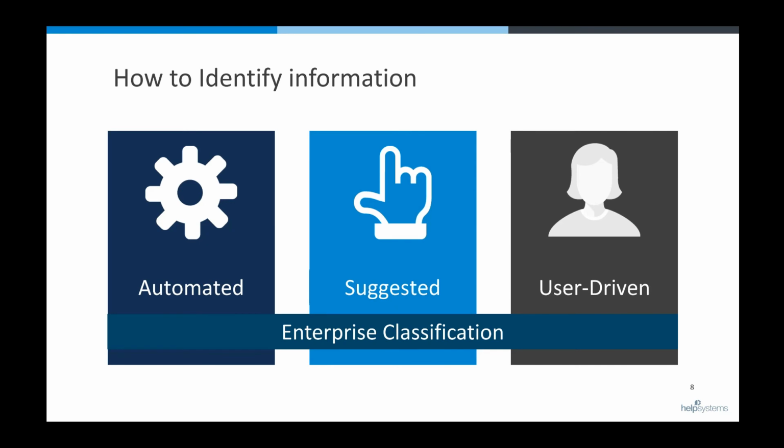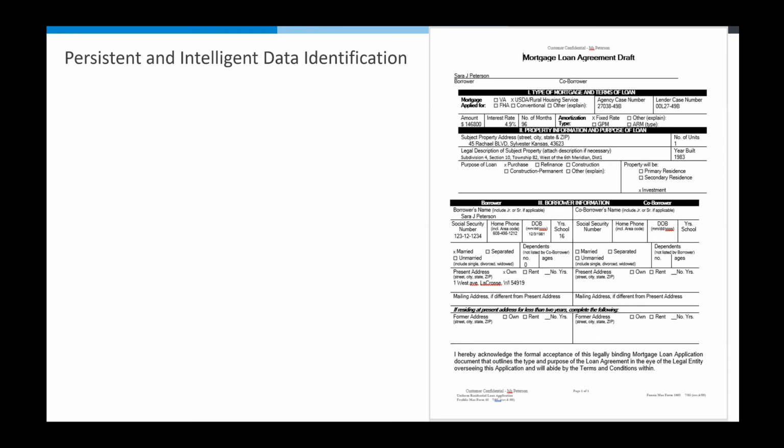This classification will be extended across the enterprise for data at rest. Even if it's legacy data residing in various data stores, we'll be able to discover and classify that information. And also for data that is getting created or data in transit. So we'll be able to extend classification seamlessly across information that exists in various forms. Through this slide, you can see a sample mortgage loan agreement draft.